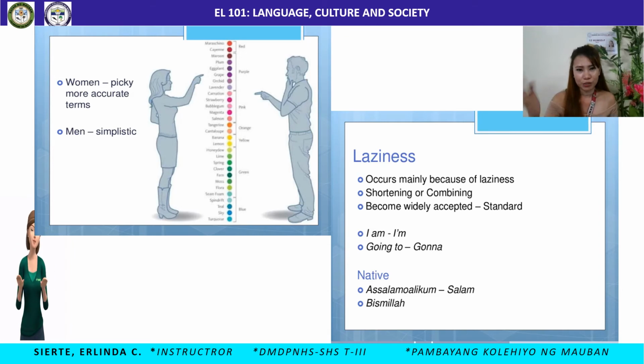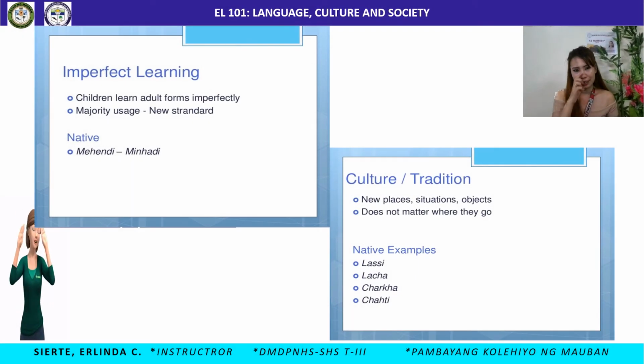And then also the laziness. Now we have the imperfect learning. Children learn adult forms imperfectly, so majority usage becomes the new standard. Okay. Now on the culture and tradition, new places, situations, objects, it does not matter where they go. Okay, so that is really true.